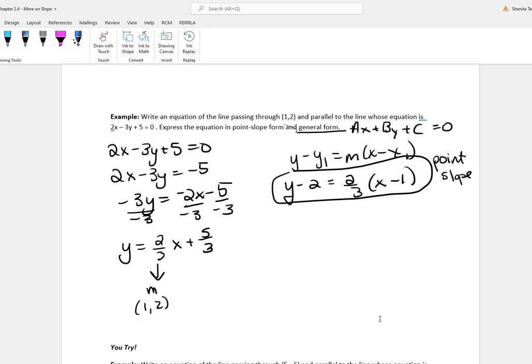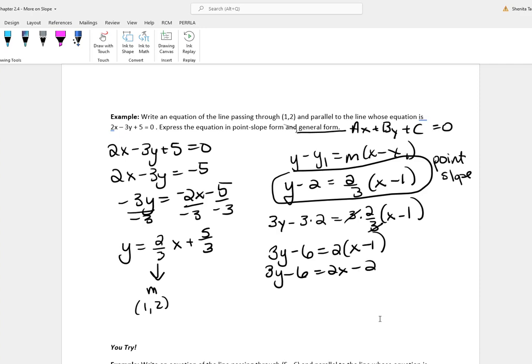So what I'm going to do is, since I have a fraction here, I want to get rid of this fraction. So to get rid of this fraction, I'm going to multiply each term by the denominator of this fraction. So the denominator is 3, so I have 3 times y minus 3 times 2, and then 3 times 2/3 x minus 1. So what happens is this 3 would cancel out. So I end up with 3y minus 6 is equal to 2 times x minus 1. Go ahead and multiply this out. I get 3y minus 6 is equal to 2x minus 2.